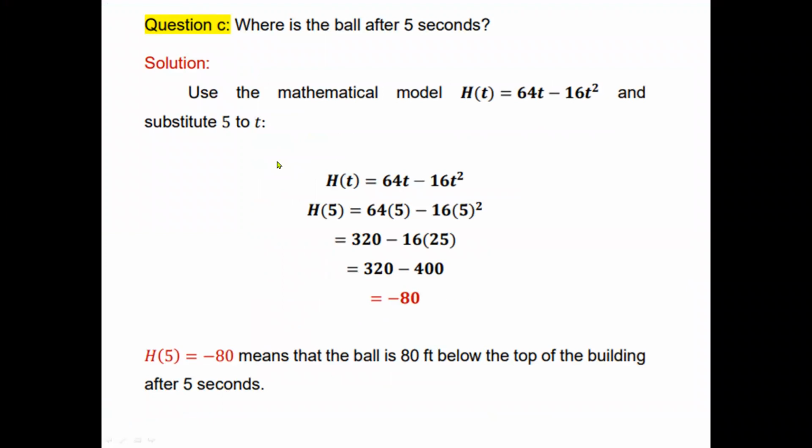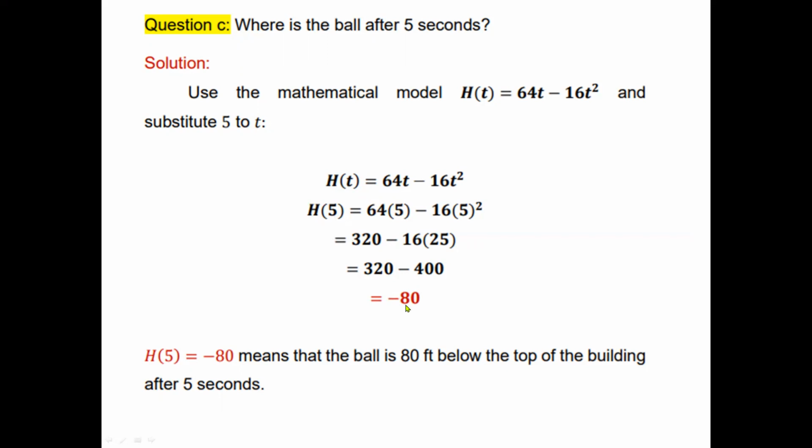Where is the ball after 5 seconds? So, yan ang solusyon na ipinakita ng kaguruan, no? h of t, 64t minus 16t squared. Substitute 5 to time. Inaalam kasi yung height after 5 seconds. So, ang time naman ang papalitan, ang h of t naman ang ating inaalam. So, h of 5 then, pwede na nating i-calculate. Negative 80 daw. Okay?